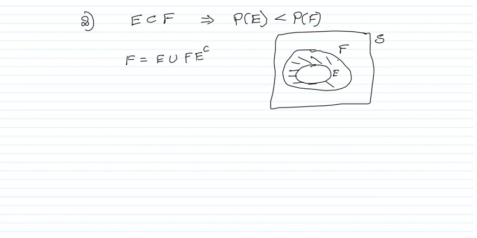See, E complement is the elements which are outside the E, right? So you're going to get all these elements, but I want the elements in F and in E complement. So these are the elements. So that is F intersection E complement.